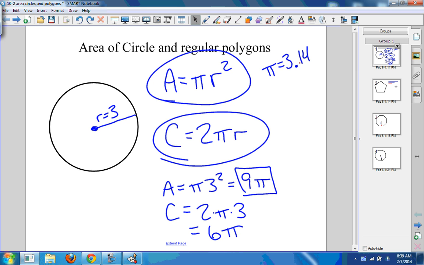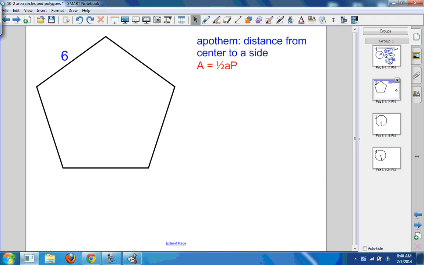All right, moving on to a little more difficult topic, the area of regular polygons. So this polygon, remember regular polygons have the same length all the way around. So this is a 5-sided polygon, making it a pentagon, and it has side lengths of 6. So we could write 6 all the way around here. So the perimeter would be 6 plus 6 plus 6 plus 6 plus 6, which is equal to 30.